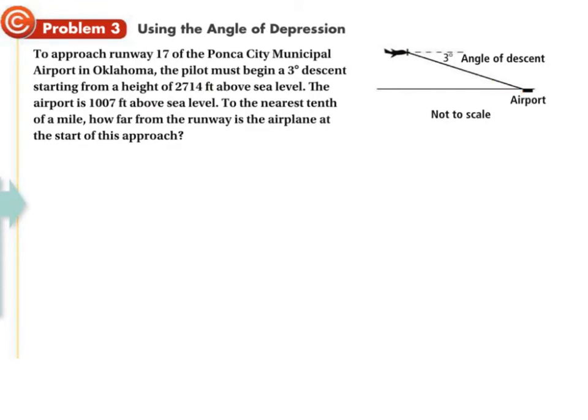So let's take a look at the solution here. First of all, the airplane is at 2,714 feet above sea level, minus the 1,007 feet that the airport is above sea level, so that far above the level of the airport. I'm going to write that amount in. Let's just draw this line right here, and let's just say that that is 1,707 feet. Okay. Now what's next?